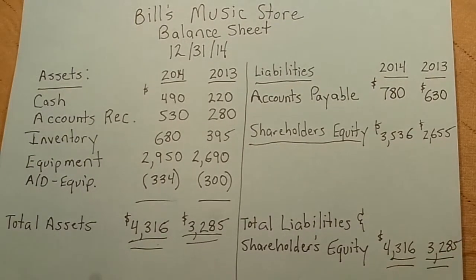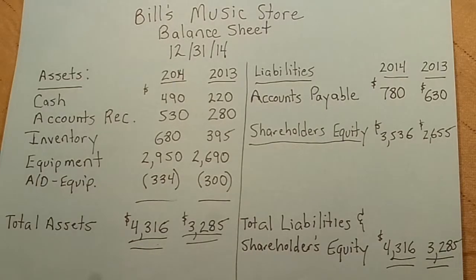Here's a balance sheet for Bill's Music Store. As we know, balance sheets are good as of the last day of the year. Bill's had cash, had accounts receivable, had inventory, had equipment, and there was some accumulated depreciation on the equipment to net against the equipment. If you haven't already done so, jot this down in your notes, or otherwise you'll need to refer back and forth on the video to what comes next.